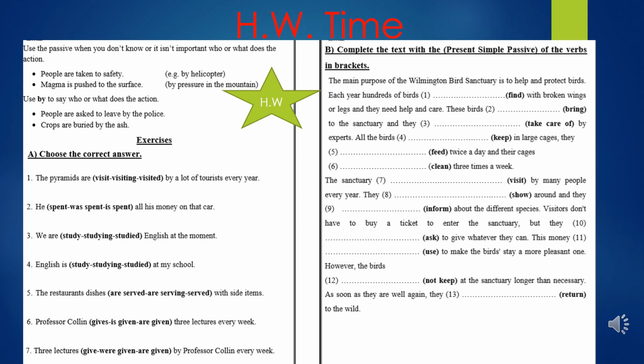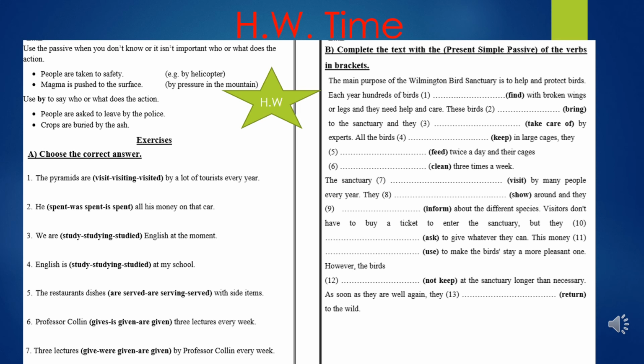So hundreds of birds, it's a plural subject. And we said that it's verb to be plus PP. Then we have to choose what? Excellent. Hundreds of birds are found with broken wings. The following sentence. These birds are brought to the sanctuary. Again, birds plural. So it would be, super, these birds are brought to the sanctuary.